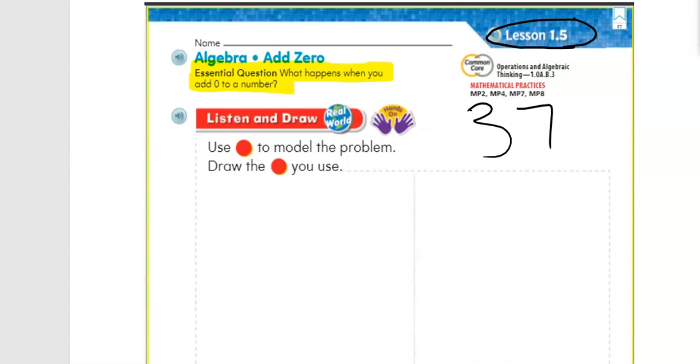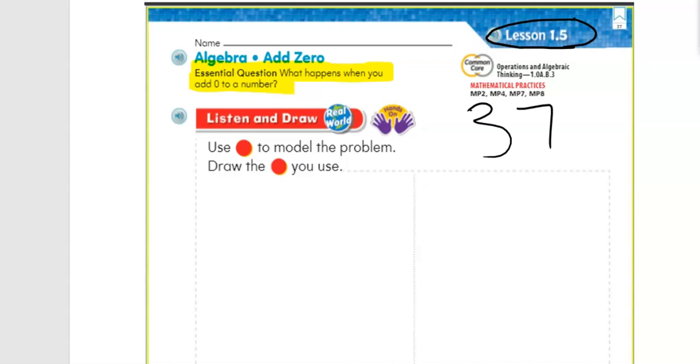So, what happens when you add 0 to a number? The number doesn't change, does it? Because we're adding nothing to it. So if I have 5 and Miss Cheatham says, here, I'm going to give you 0, then I'm going to say, well, Miss Cheatham, you didn't give me any. And I would still have my 5.